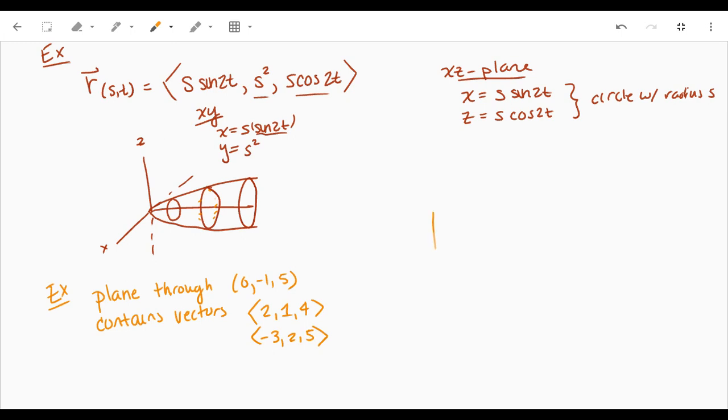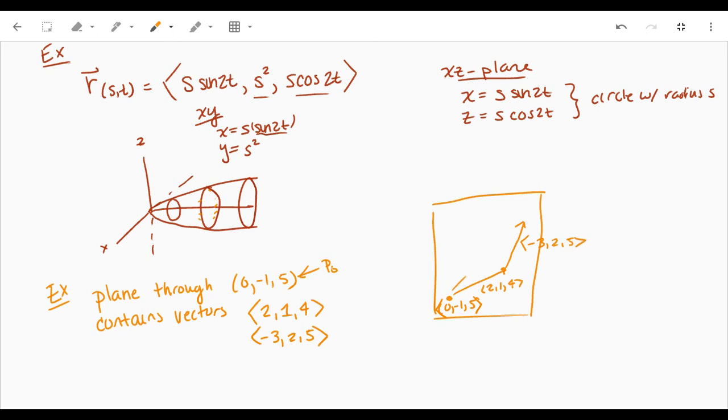It's actually really straightforward. I think example 3 in your book kind of walks you through. Call this P naught. If P naught is at 0, -1, 5, that can also be a position vector to get you there. Let's say that this vector in 3D space is 2, 1, 4, and then this vector in 3D space is -3, 2, 5.